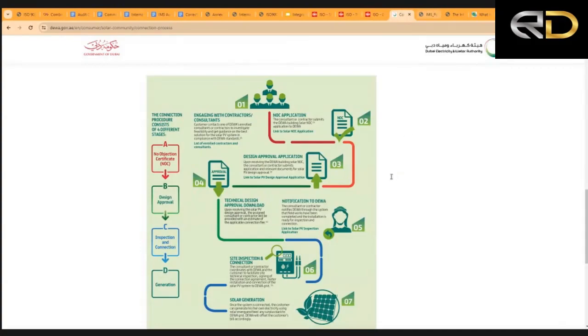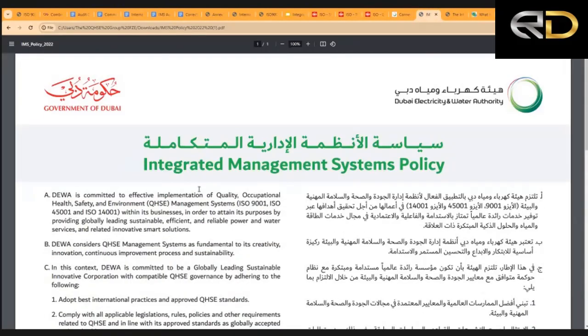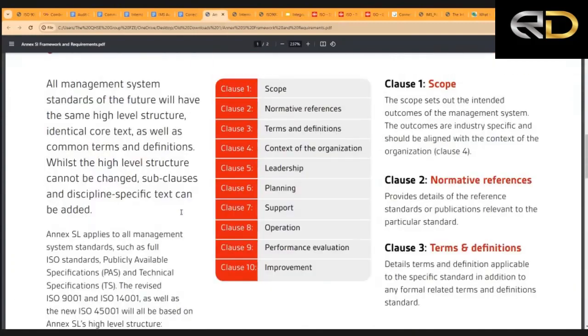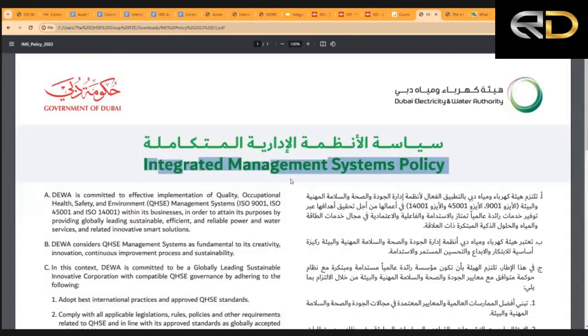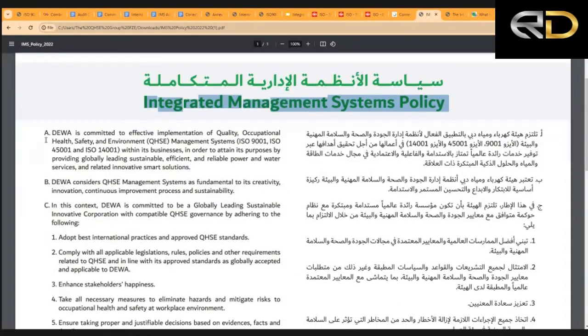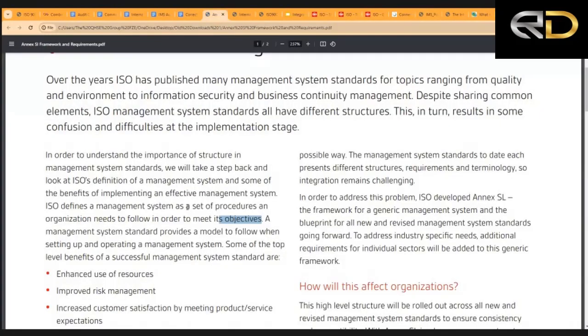The idea here is very simple. We have a set of procedures an organization needs to follow in order to meet its objectives. So you ask, what exactly are the objectives here? You get them in the IMS policy statement. When you see any policy statement in an organization, those are the objectives. As an IMS auditor, your job is to determine whether the procedures, the internationally recognized benchmark, are being followed in order to meet those objectives. It is as simple as that.